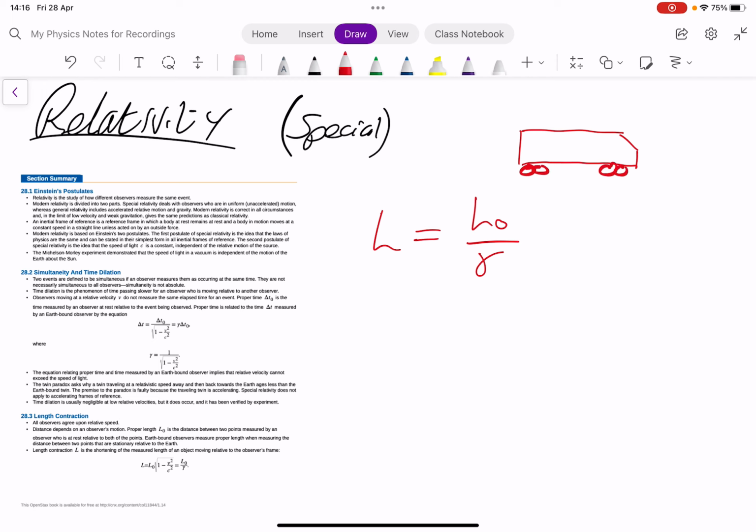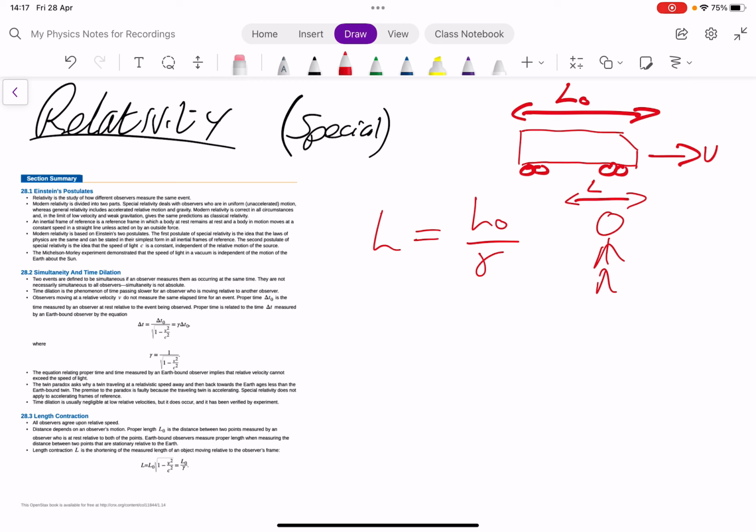Divide that by gamma, and you get the relativistic length. So again, if we take the example of this train, if I was stood next to it and measured the length of the train, I'd get length L0. But if the train is moving at some relativistic velocity v, so close to the speed of light, and I'm stood on a platform watching the train go past, as it passed my tape measure that I'm holding, I would measure it being a lot shorter. That would be the relativistic length L.